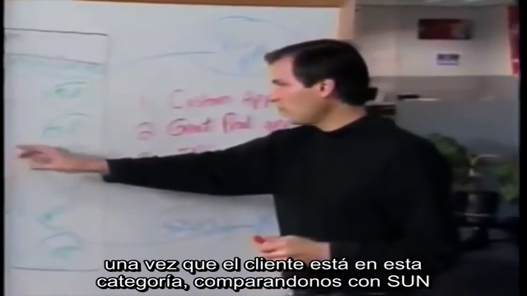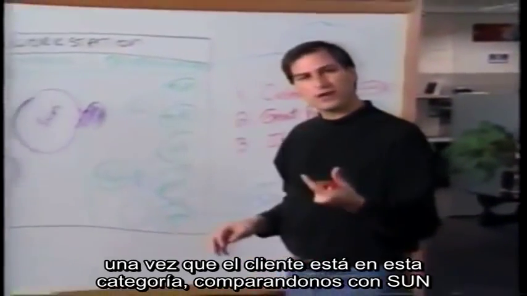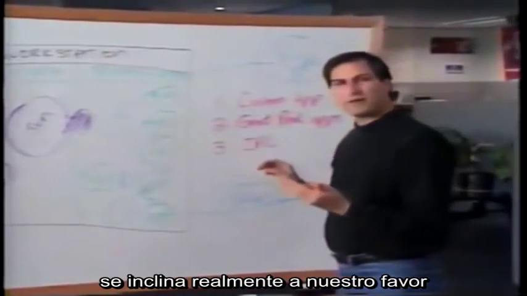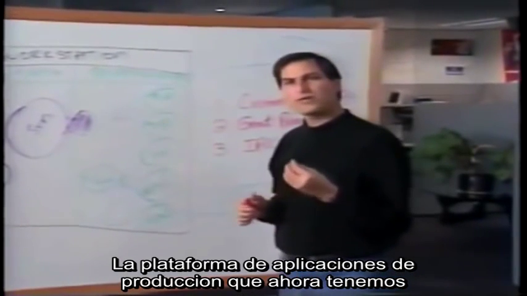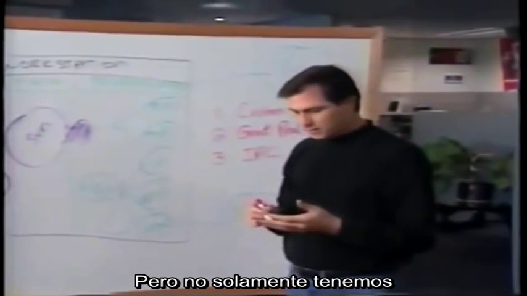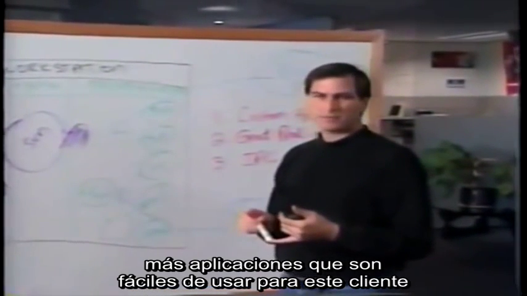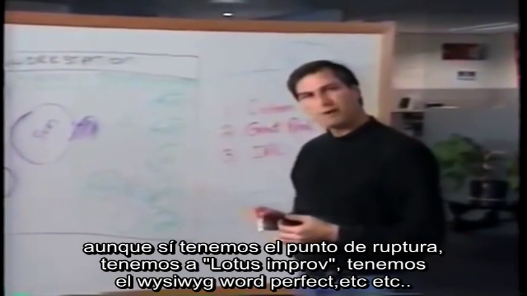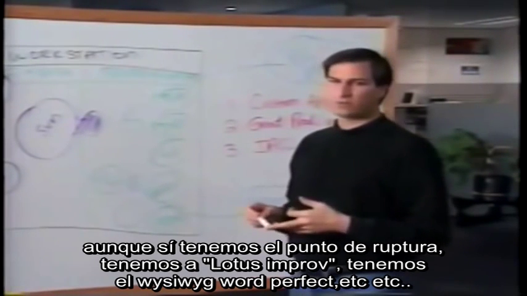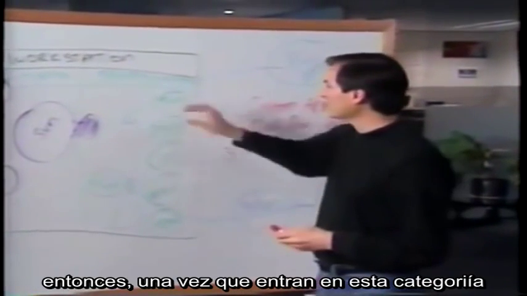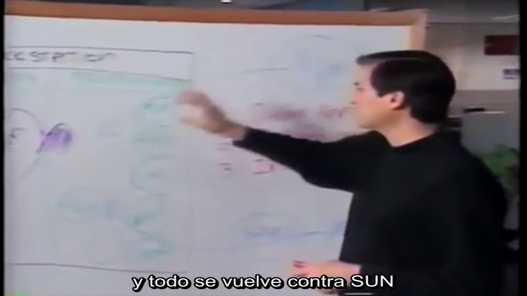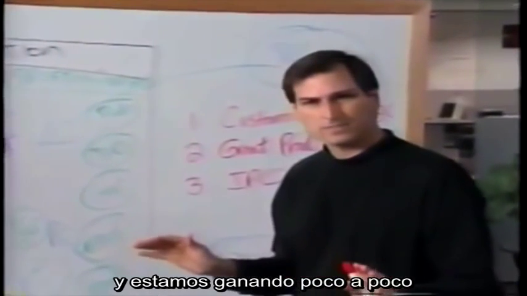Secondly, once they're in this category comparing us with Sun, the comparison of productivity apps really tilts in our favor. The productivity app suite that we now have and are in the process of getting dwarfs that of Sun. Not only do we have more apps that are easier to use for this customer, but we have the breakthrough ones. We have the Lotus Improv. We have the WYSIWYG WordPerfect, et cetera, et cetera. So once they're in this category, the productivity app comparison is no longer against these guys. It's against Sun, and we're winning hands down.